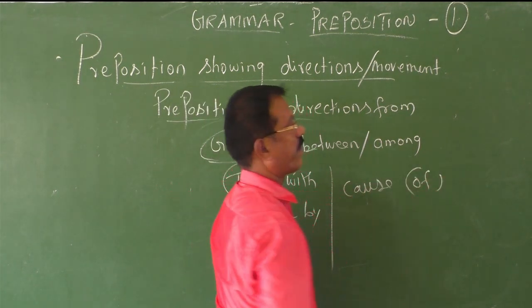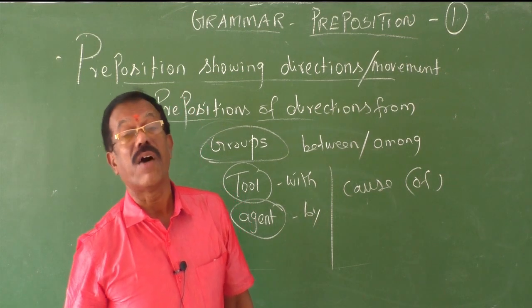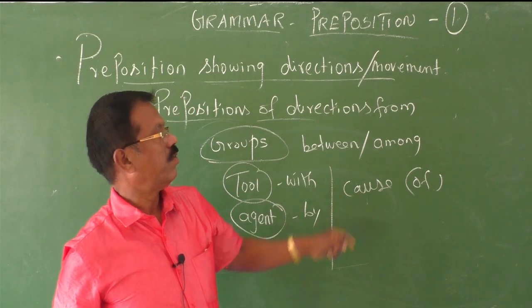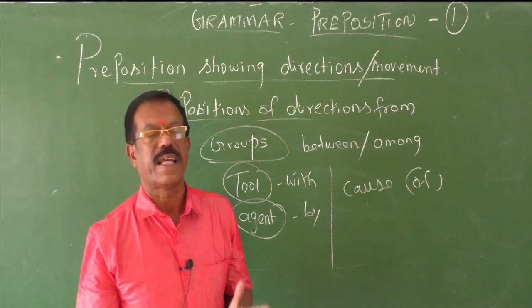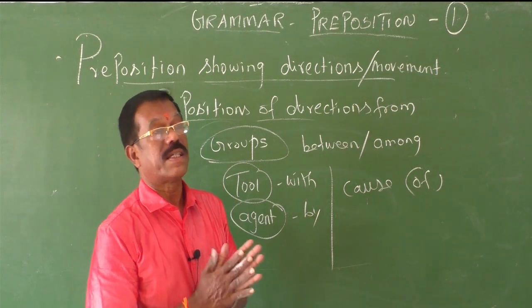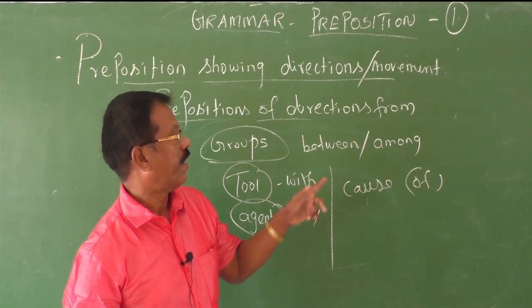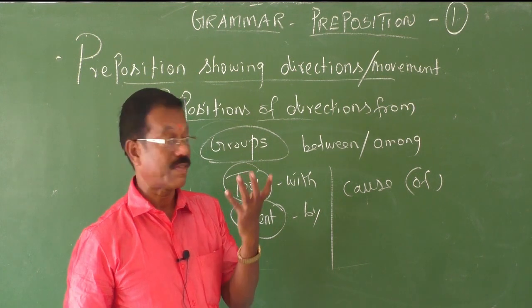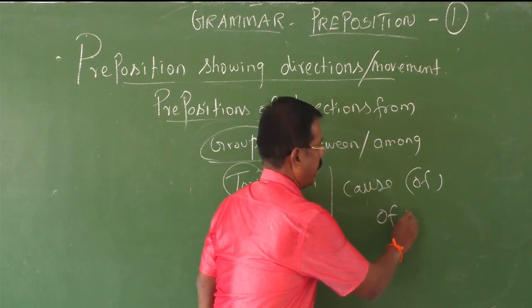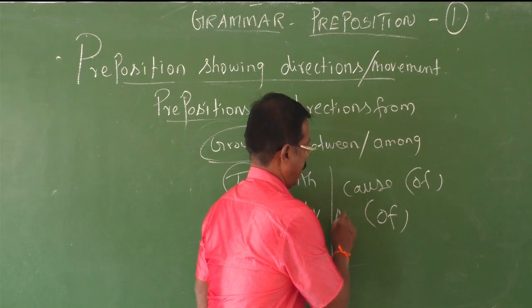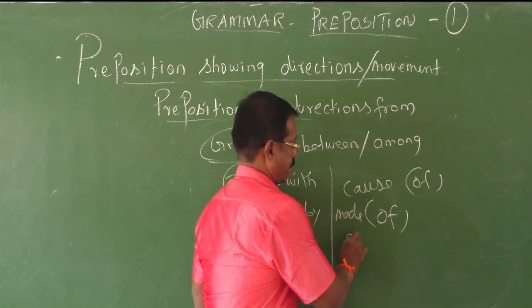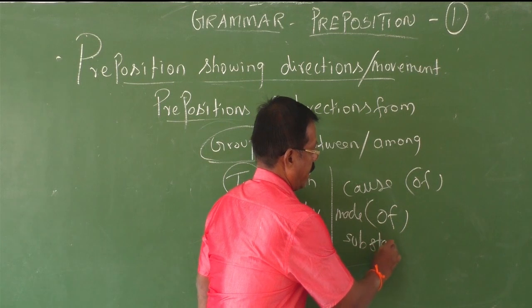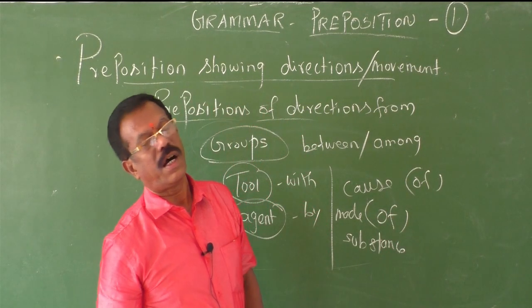Then cause, as I told you, cause of disease, of only. He died of cancer. So when you talk about the cause of happening of something, there you have to use the preposition of. Then material, substance: it is made of clay. So substance. There also we have to use the preposition of.